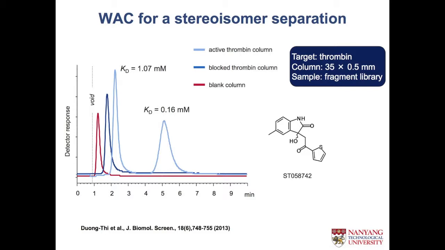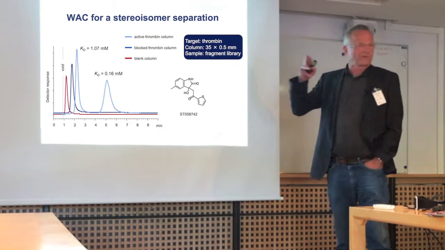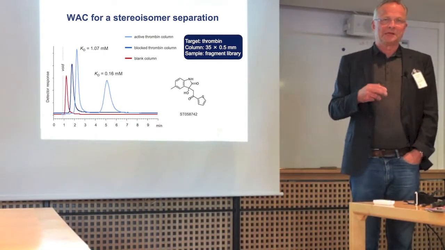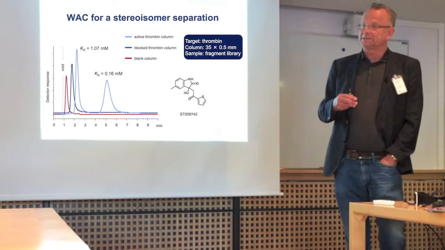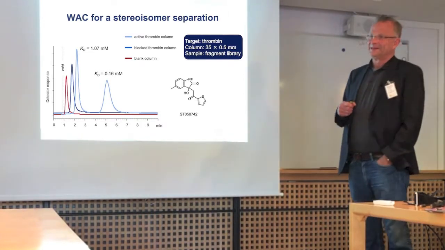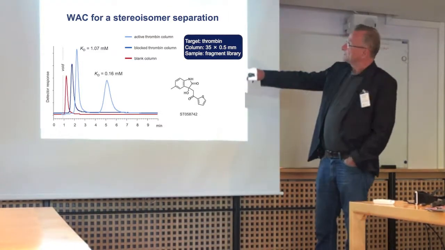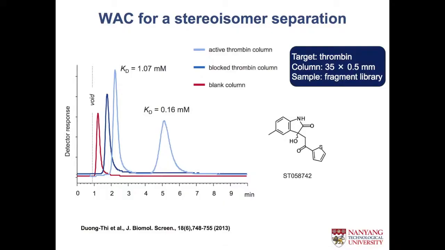So one good example is stereoisomers. We have found a fragment in the library that is giving double peaks all the time. And we looked at it, well, it's a racemic mixture, and it has different affinities. Here's one example where we found that, and of course everything is three-dimensional, so it's actually specific for the stereoisomers too, depending on binding.